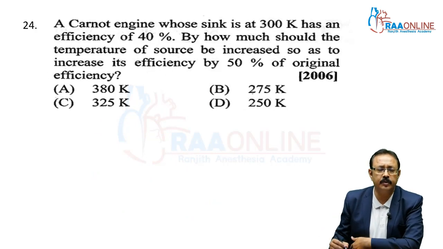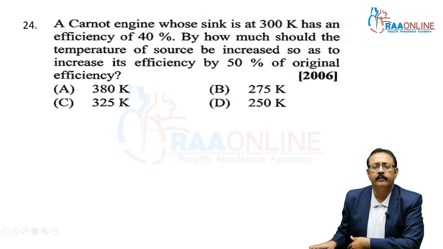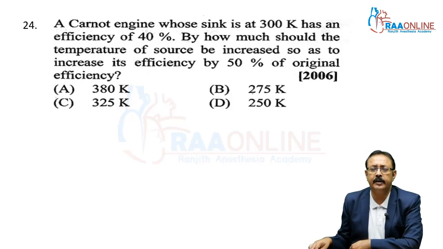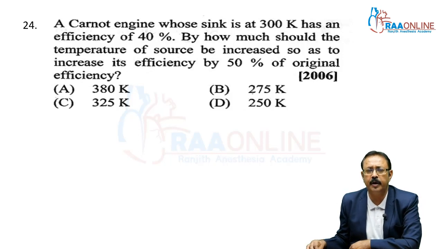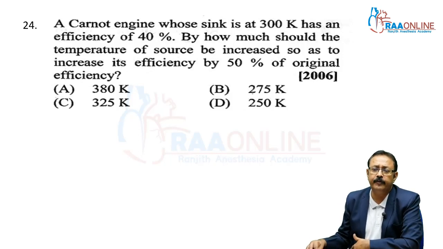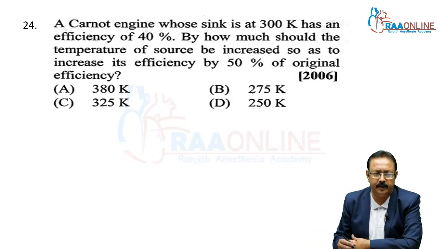See, it is 2006 AIPMT. A Carnot engine is working with efficiency 40%, the temperature of the sink is 300 Kelvin. We want to increase its efficiency by 50% of its original efficiency. The new temperature of the source should be, that is, by how much the temperature of the source should be increased, so that there is an increase of efficiency by 50% of its original efficiency.